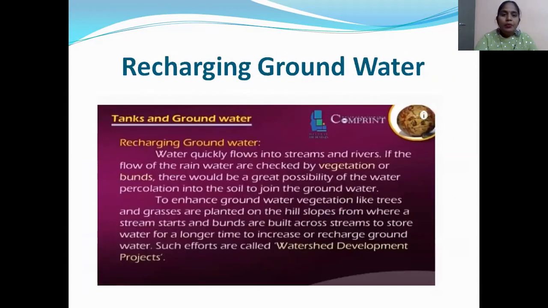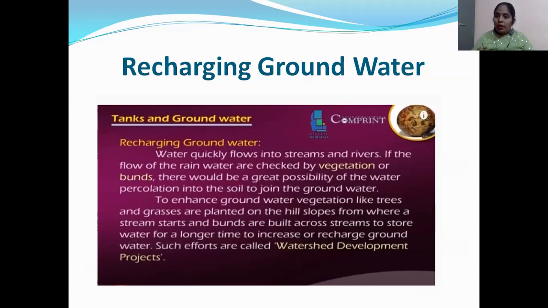Okay. Next, recharging groundwater. How can we recharge the groundwater? How can we hold the groundwater? Water quickly flows into the stream and river. If the flow of the rainwater is checked by vegetation or bunds, there would be a great possibility of the water percolating into the soil to join the groundwater.